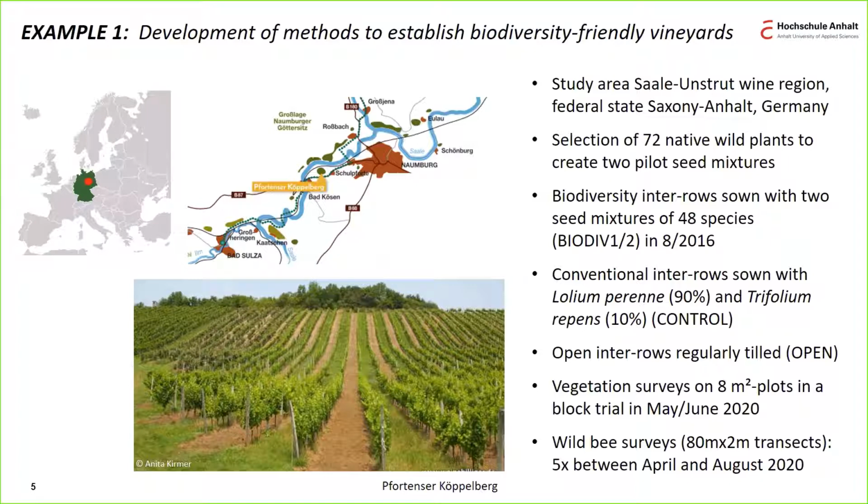Vegetation surveys were done on 8 square meter plots in summer 2020. Wild bees were sampled 5 times between April and August 2020 on 80-meter transects, walked for 8 minutes with an aerial net.